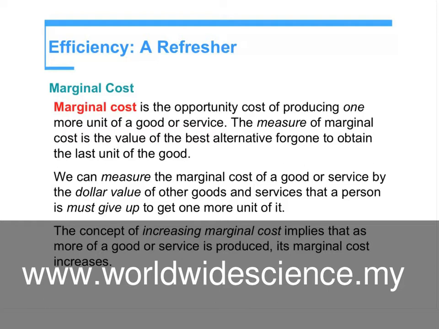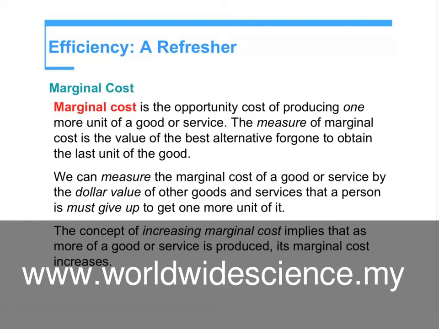So what you need to give up to get the other unit of the product or service is called marginal cost. And the concept of increasing marginal cost implies that as more of a good or service is produced, its marginal cost increases. So this is also the fact that when you produce more of a product, your marginal cost of that product will increase, and on the same token, your marginal benefit will decrease, right?